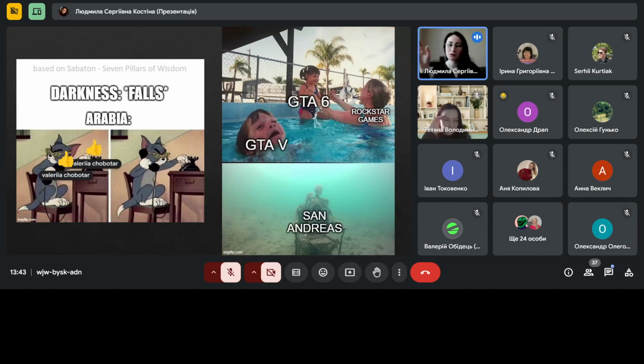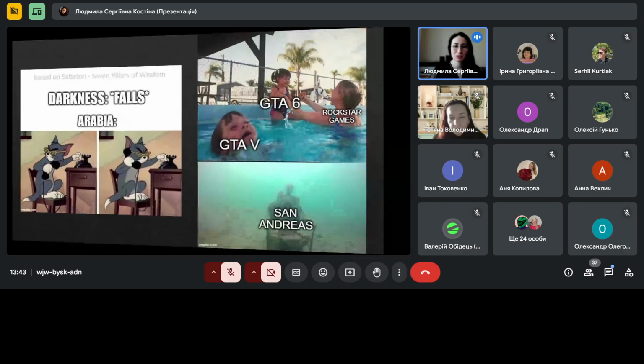Well, on the right hand, we can see Rockstar Games. It's an organization that generates computer games. Well, and you can see the names of computer games: GTA 6, GTA V, and San Andreas. And due to the picture, well, maybe through the understanding, yes, we just realized that GTA 6 is at the top, yeah? Whereas San Andreas is at the bottom of the ocean. So let's move on.